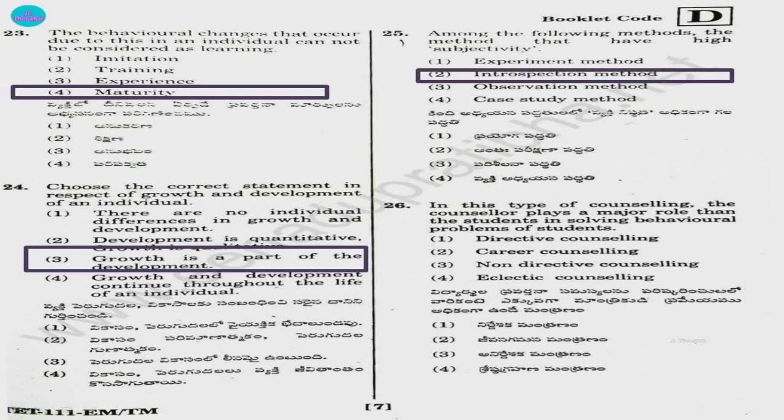Now question number 26. In this type of counseling, the counselor plays a major role rather than the students in solving behavioral problems of the students. 1, directive counseling. 2, career counseling. 3, non-directive counseling. 4, eclectic counseling. So here the answer is 1, directive counseling.